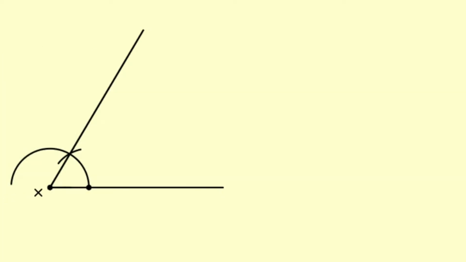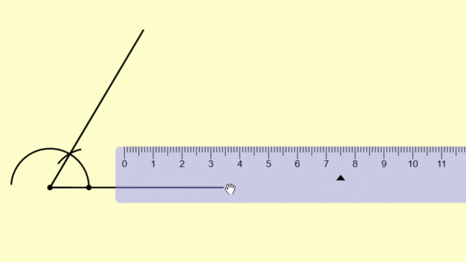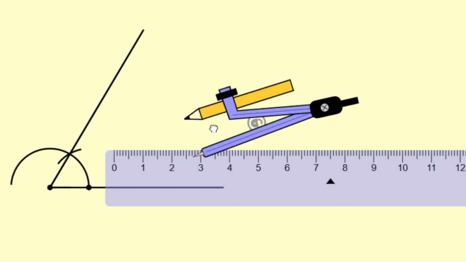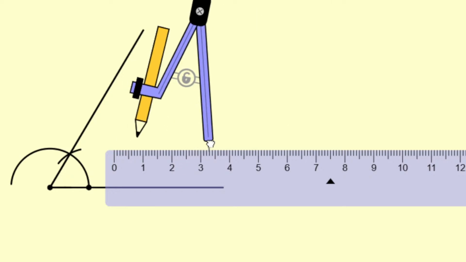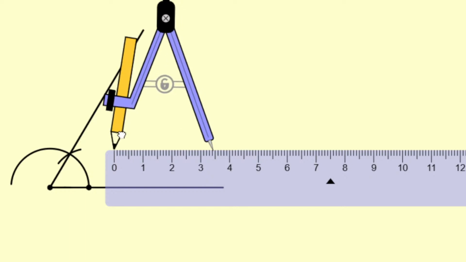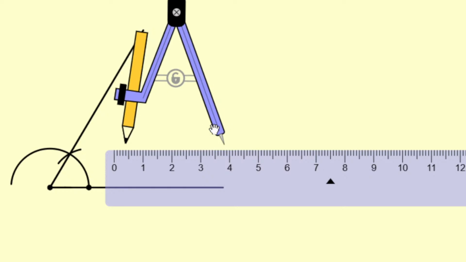So BC I have drawn, and after that I have drawn angle B as 60 degree. Now AB. AB's value is also given to us as 3.5. So here we'll get point A. First of all, we have to open the compass to a length of 3.5. The length of the compass should be 3.5. Like this, with the help of a scale you can measure. You can see how I am measuring. The compass length should be 3.5 because we have to draw AB.